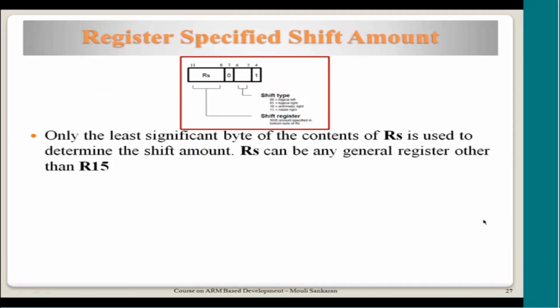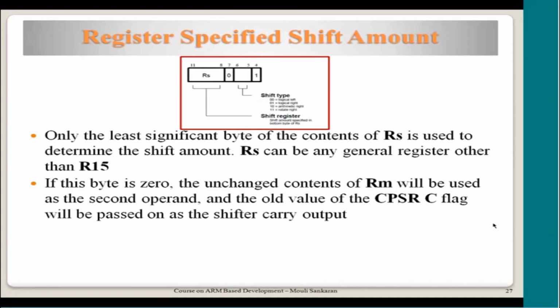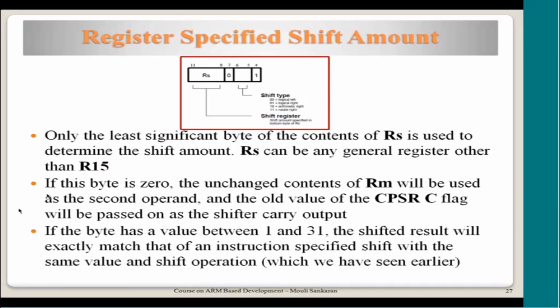Okay, now let us see the different combinations of this. Let us go a little faster because it is simpler. You can mention any register as Rs except for R15 of course. Suppose you mention R1 and R1's least significant byte is 0, it will not perform any operation, it will just quietly come out, meaning it will pass on the value of Rm without making any changes to it. And if the value is between 1 and 31, it will be similar to whatever we have seen so far.